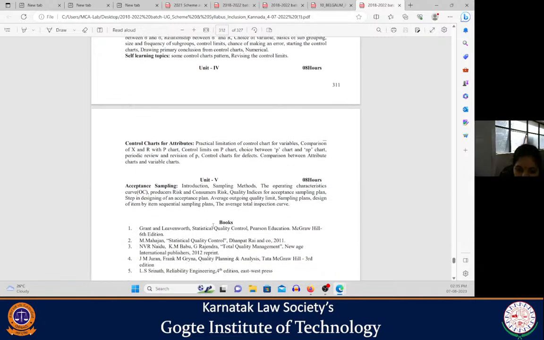The fifth unit is about acceptance sampling. Acceptance sampling is a statistical measure used in quality control. It allows a firm, organization, or service sector to determine the quality of a batch of a product by selecting a specified number of items for testing.